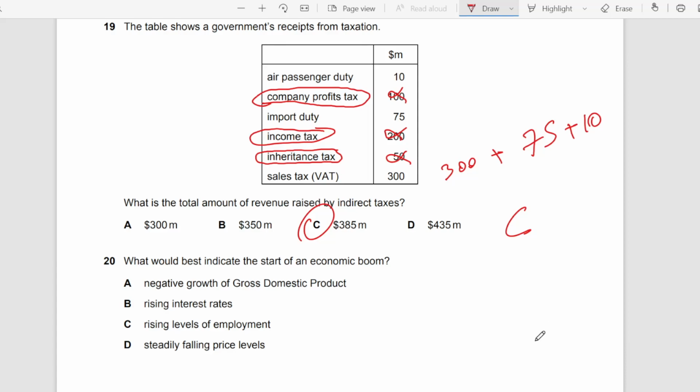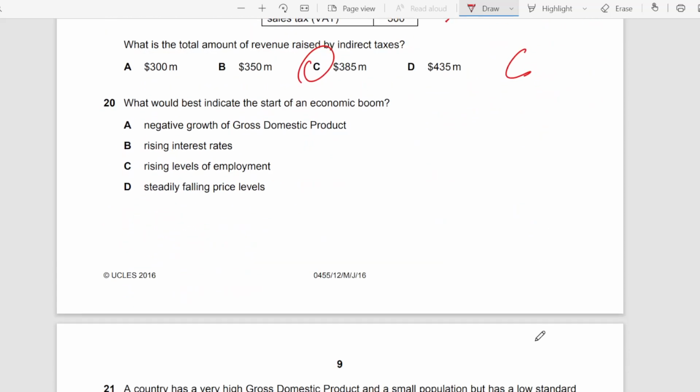Moving on to the next question, what would best indicate the start of an economic boom? A negative growth of the gross domestic product.